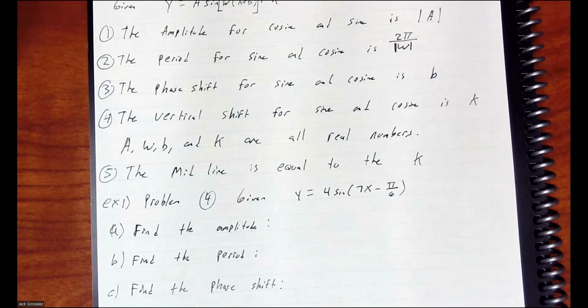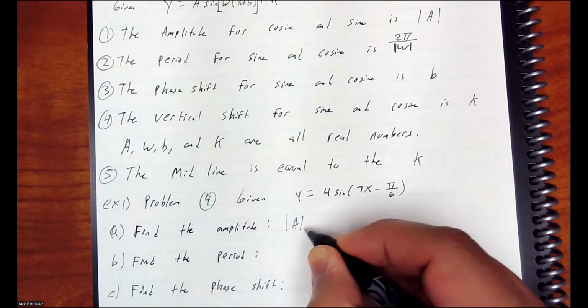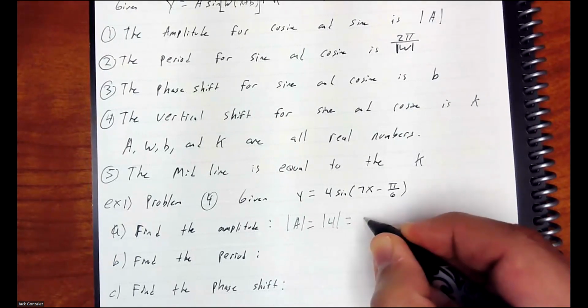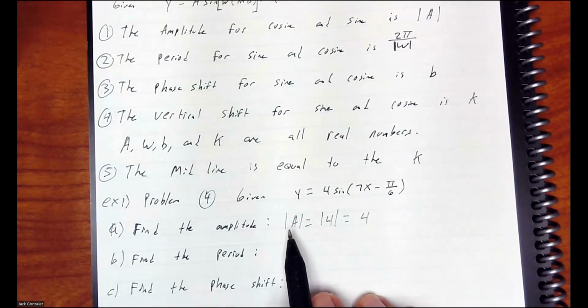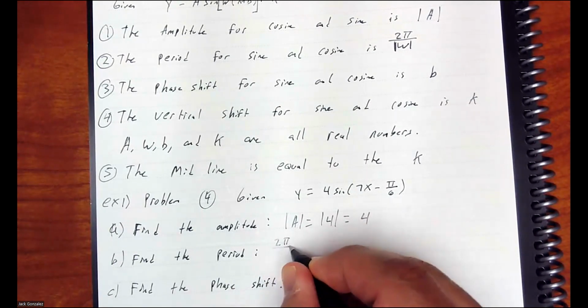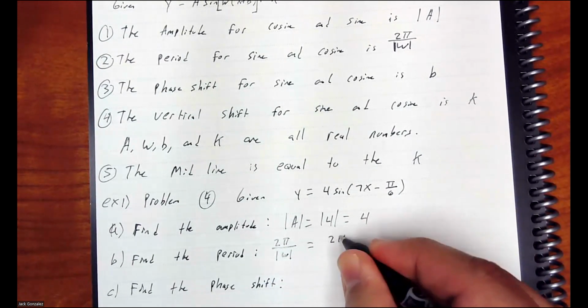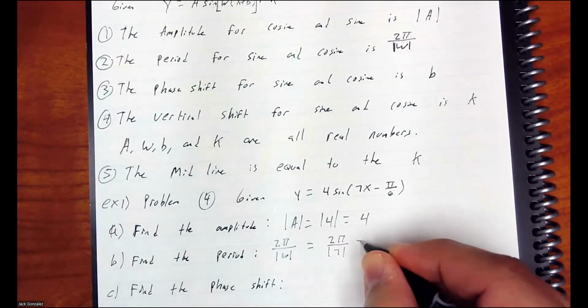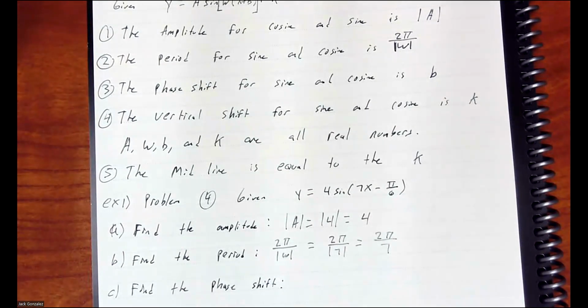All right, so the amplitude is no big deal, right? The amplitude is the absolute value of A, which in our case is the absolute value of 4. It's still just a 4. But this would be your formula. Period is 2 pi divided by the absolute value of your omega, which is 2 pi divided by the absolute value of 7, which is 2 pi over 7. The absolute value didn't make a difference, but we'll just go ahead and write it just in case it's a negative. Like earlier, it mattered, right?